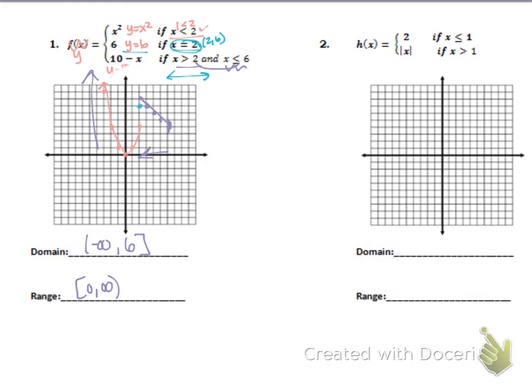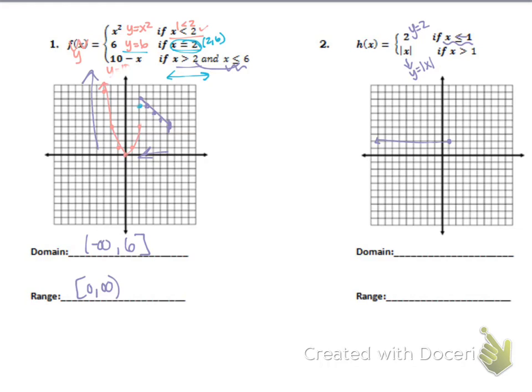Okay, my next one here, we got y equals 2 and y equals the absolute value of x. So y equals 2 is a horizontal line, and I want everything less than 1. So like I want everything to the left of 1. So I go to 1 on my x here, and I erase everything to the right of it.